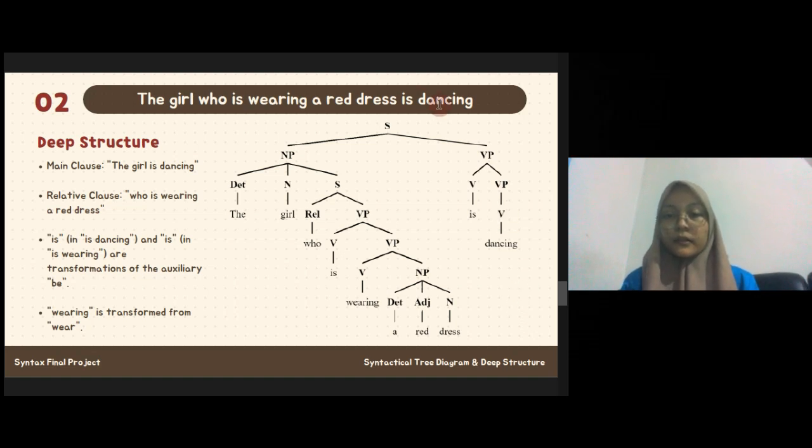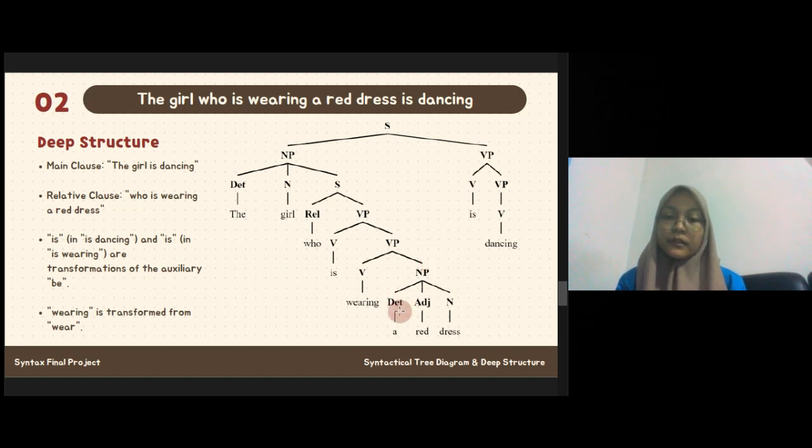And let's see the syntactical tree diagram. The sentence is divided into two nodes, noun phrase and verb phrase. Below the noun phrase, there is a determiner the, noun girl, and then there is a sentence. Below the sentence, there is a relative pronoun who, and then there is a verb phrase. Below the verb phrase, there is a verb is, and then there is a verb wearing, and there is a noun phrase.